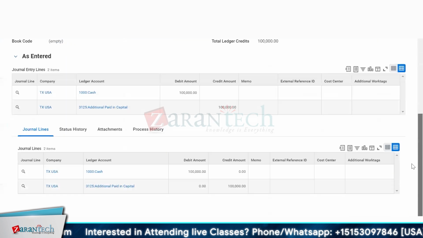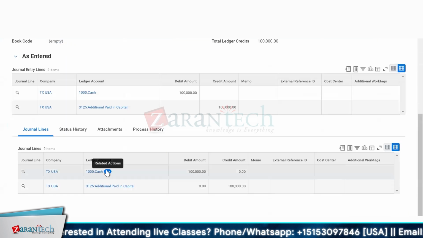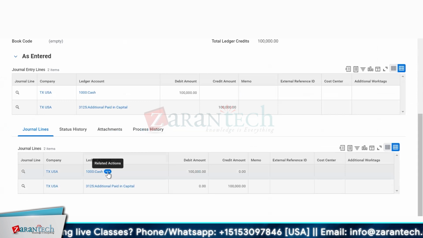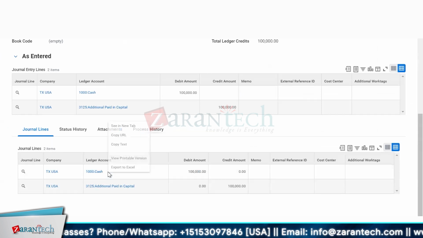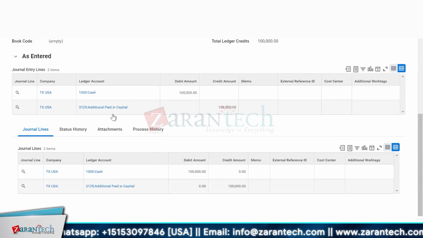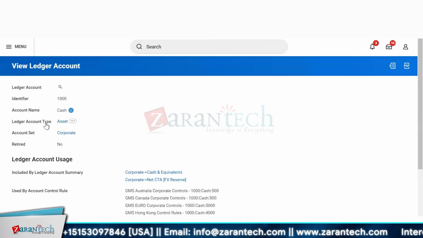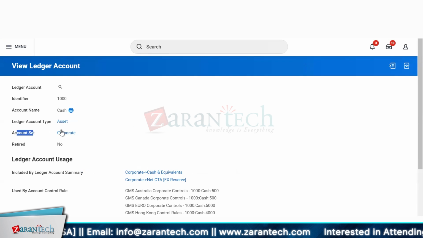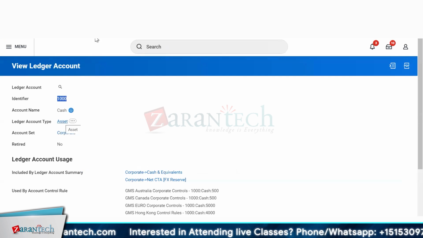Here you can see that cash is my asset. If I hover my cursor, the system shows a related action button. If I right click over here, the system opens a new tab. This main window remains as it is and the system opens this value in a new tab. Here the account type is assets, for my chart of accounts that is corporate. We have defined the account name cash and 1000 as the identifier. If you remember, when we defined our chart of accounts, cash we gave 1000 as an asset. So the system automatically maintains this.